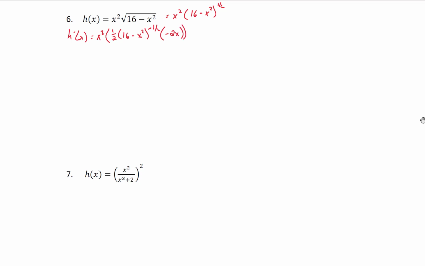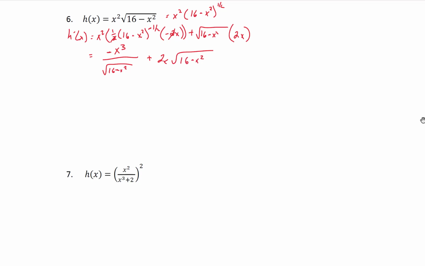But are we done? We're not finished yet. That looks like a lot of stuff, and it is, but you still have to do the second step of the product rule. So plus now, the second function, square root of 16 minus x squared, times the derivative of the first function, derivative of x squared, which is 2x. Now we can clean this up a little bit. The 2's cancel. 2 times 1/2 is 1. And so we're left with a negative x cubed over the square root of 16 minus x squared plus 2x times square root of 16 minus x squared.